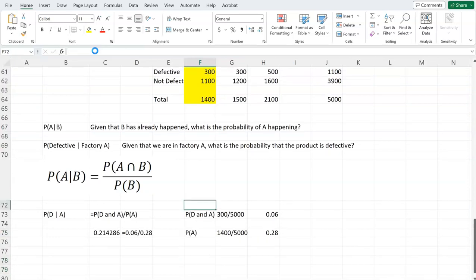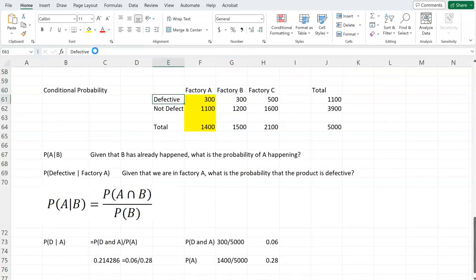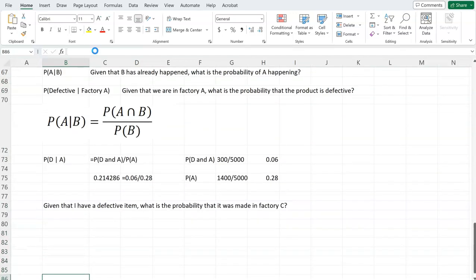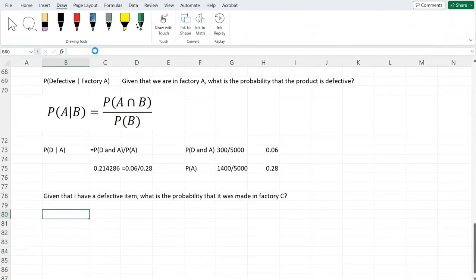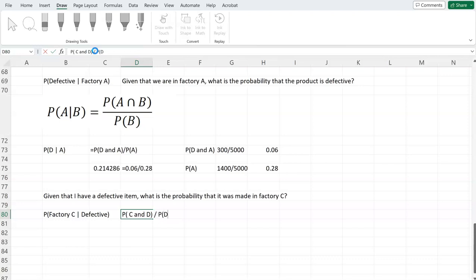And I can do the same thing with other factories. So let's say, given that I already have a defective item, what is the probability that it is from factory C? Let's say we want to find this. Given that I already have a defective item, what is the probability that it is made in factory C? If I write it up that way, it is the probability of factory C given that it is already defective. So the numerator will be the probability of C and defective, I'll just write D here, divided by the probability that it is defective.